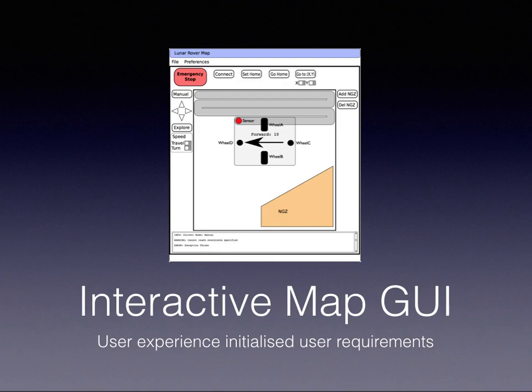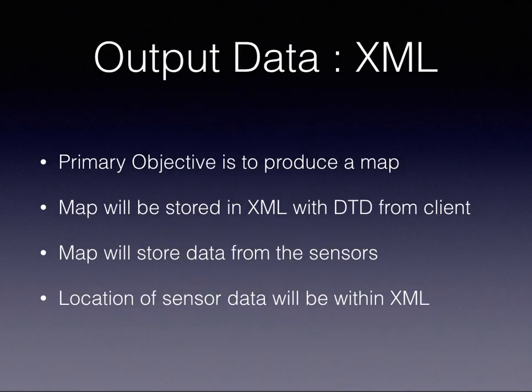So the main purpose of the interactive map is to produce data for the client, which will be an XML document of the map, and that'll be stored in a DTD which will be given to us by the client in coming weeks. The map will store data from the sensors, and it'll be the location of the sensor data within the XML, which will be the primary store of the data, as well as features on the map, if time permits, of where the trails are and where the landing site is, if discovered.